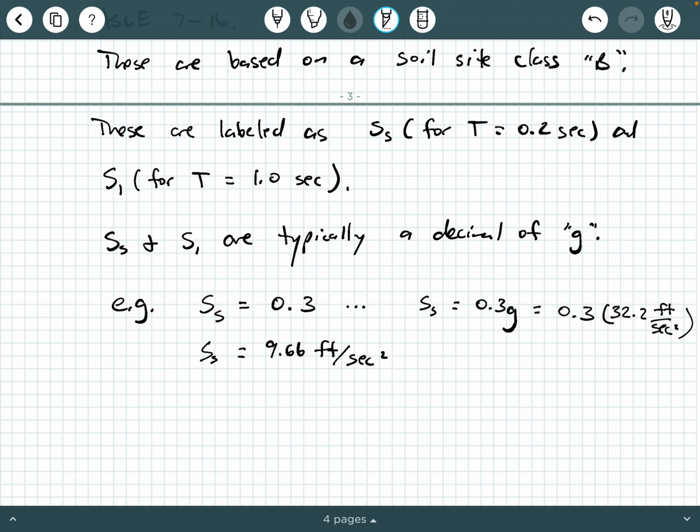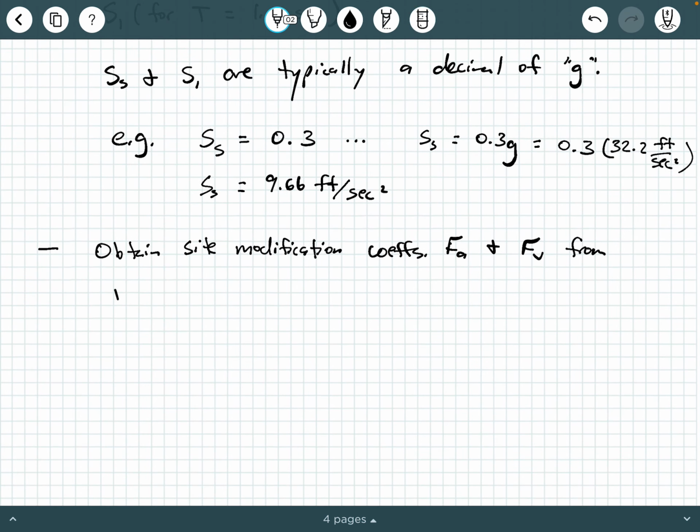So the next thing we do, the next bullet point, is obtain site modification coefficients FA and F sub V from tables 11.4-1 and 11.4-2 of ASCE 7-16. So again, you need to have your ASCE 7 out, and we're in the provisions, by the way. And you go to these tables and you obtain these site modification coefficients, okay? And that way you can adjust for whatever site class you actually have. So you've got to enter those tables correctly, okay?